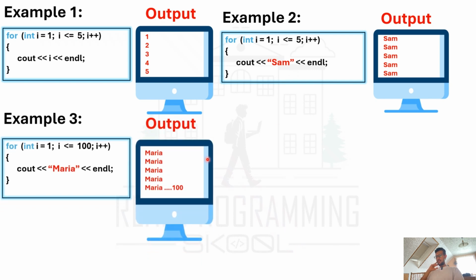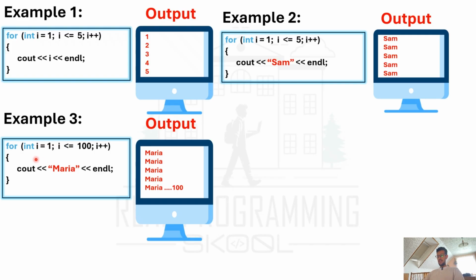Let's take a third example. For example, I want to print Maria's name 100 times. I will not just put 5 here; we can put any number: 100, 1000, 2000, 3000, 10,000, the number that you want to be repeated or printed many times in the program. You can use a for loop for it.